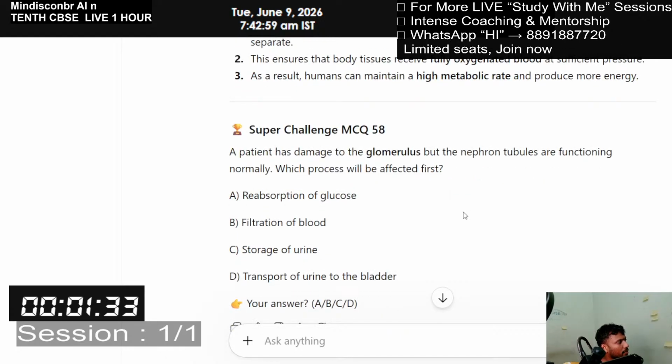A patient has damage to the glomerulus, but the nephron tubules are functioning normally. Which process will be affected first?